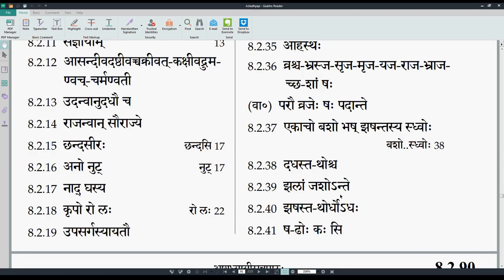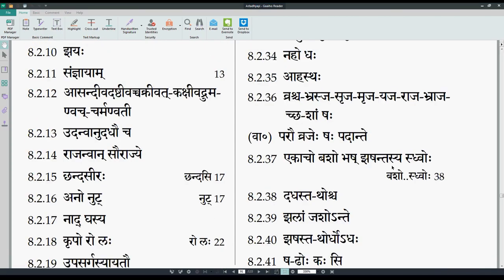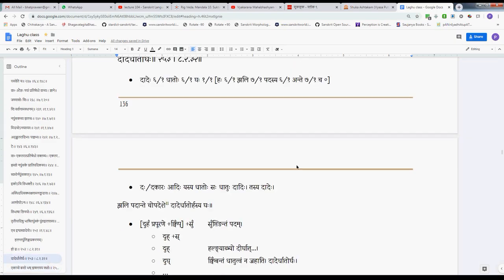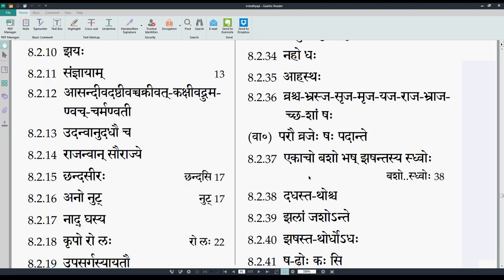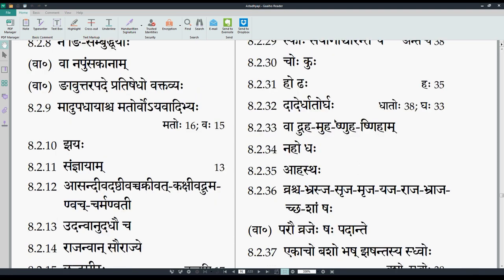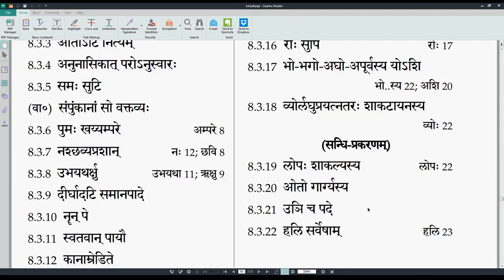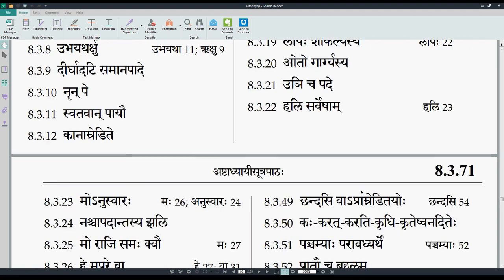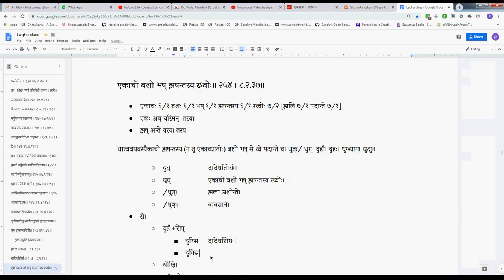So whether this will apply first, or which sutra? So dadir dhatur gha is earlier. 32. So that will apply. Then 8 to 37, ekacho basho bhash, jashantasya sdoho. So this will apply, and then we'll go to the fourth pada where we'll have kharicha ityadi. So the sequence is alright. So duksi. Here you'll get dugsi.